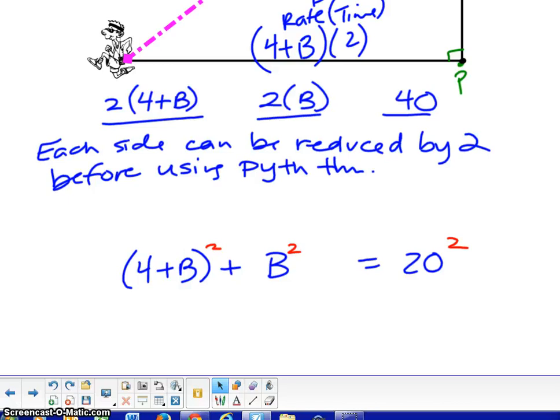So I would like you to finish the Pythagorean theorem for class and find out what b is. b is going to help you find the rate. Okay, and then that'll lead you into number 5 with the bicyclist. Please do that for class tomorrow as well as finishing up this problem number 4.